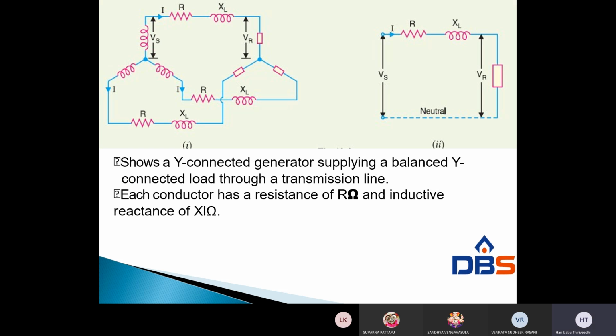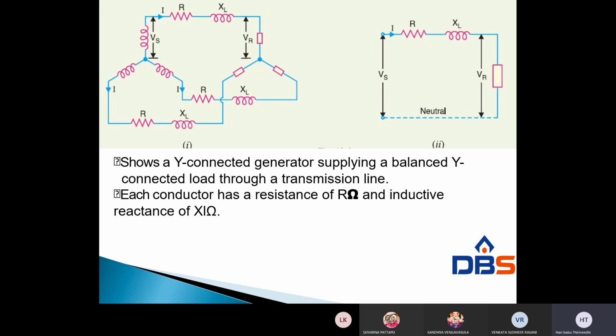Look at the figure. The first figure shows the star connected generator supplying a balanced star connected load through a transmission line. Each conductor has a resistance of capital R ohms and inductive reactance of XL ohms. Now figure 2 represents the per phase diagram separately. So the second diagram is per phase, and the first figure is the three-phase system.